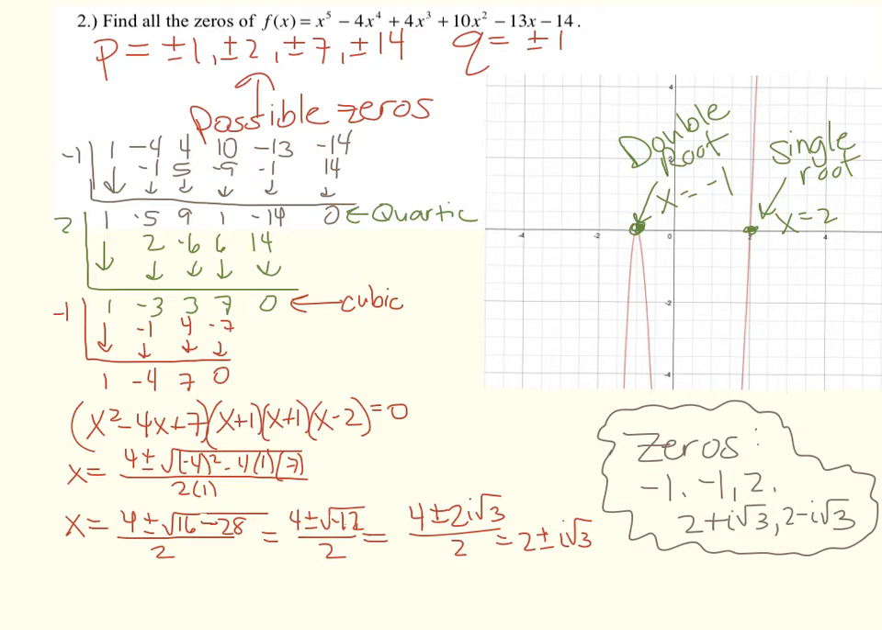The leading coefficient is 1, so q, the factors of the leading coefficient, are plus or minus 1. Because q is just plus or minus 1, it means the possible zeros are just the p-values, because p divided by q would stay the same. So I graphed the function in Desmos in order to begin finding good ideas of where to start.